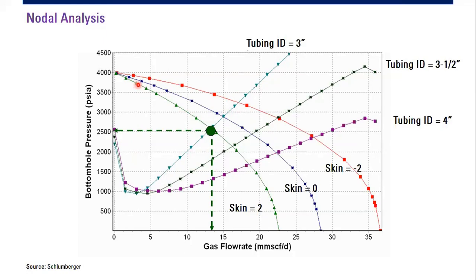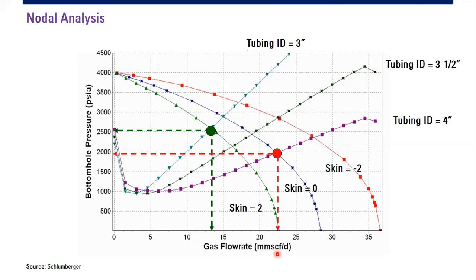So now we are in this green IPR and blue VLP, then our operating point will be this one. This is for a gas well, and the flowing bottom hole pressure will be 2,500, whereas the flow rate will be maybe 13 MMSCF per day.